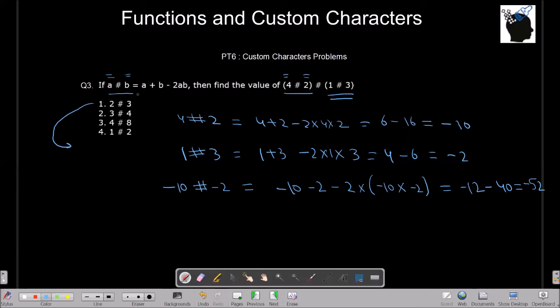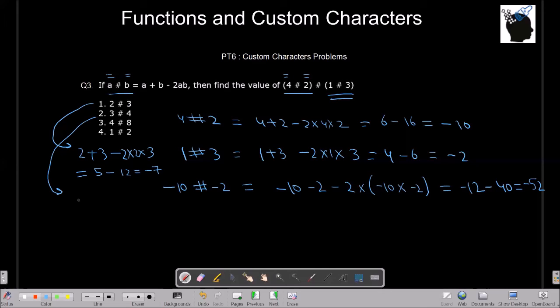So we'll replace A with 2 and B with 3 to have 2 plus 3 minus 2 into 2 into 3, which is nothing but 5 minus 4 into 3 is 12, which is minus 7. So it is not true. Let's do the second one.